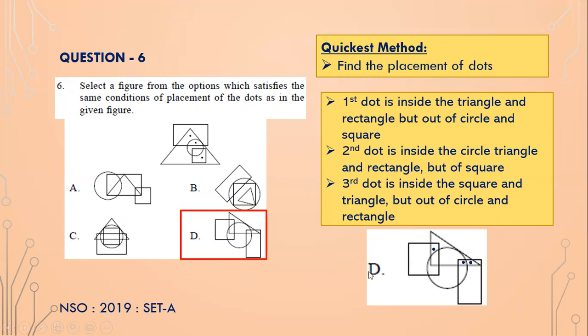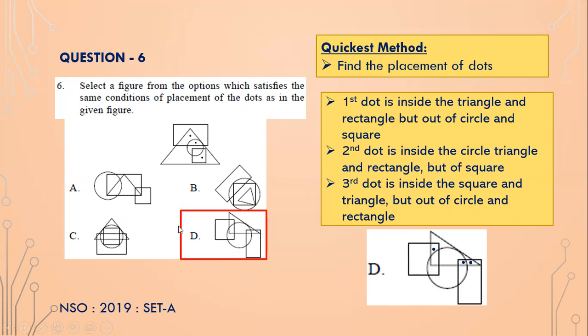So how is the placement of the dots in the options? First dot in the triangle and square, but out of the circle and rectangle. Second dot inside the circle, rectangle and triangle, but out of the square. And third is inside the triangle and rectangle, but out of the circle and square.